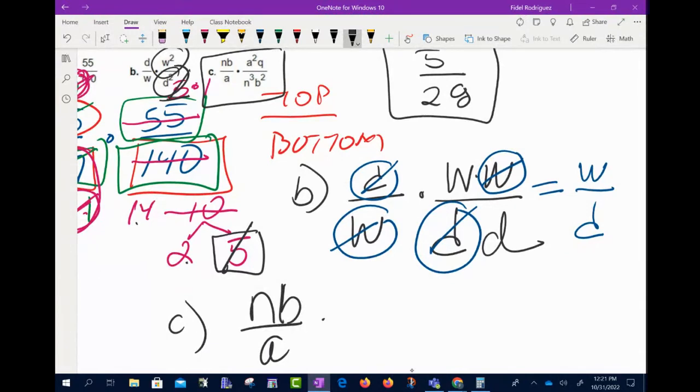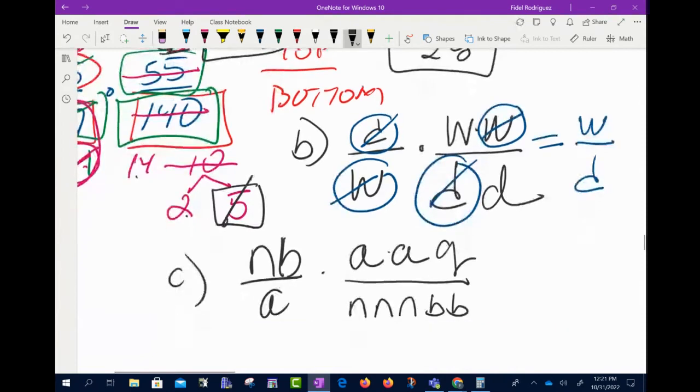And then over here, I have an A squared. Remember, an A squared just means I'm gonna write out the letter A twice. And I have the letter Q, okay? And an N to the third and a B squared. So N to the third means there's 1, 2, 3 of them, and a B squared means that there's 2 of them, okay?